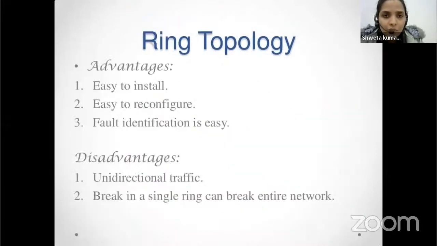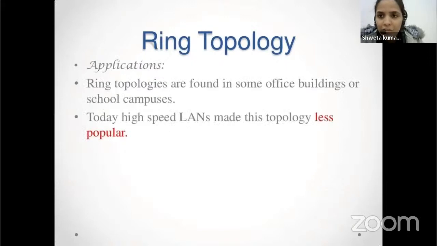What are the advantages of ring topology? Easy to install and easy to reconfigure. Fault identification is very easy in ring topology. Disadvantages of ring topology: traffic is unidirectional, and a break in a single ring can break the entire network. Where is ring topology used? Ring topologies are found in some office buildings or school campuses. Today, high-speed LANs have made this topology less popular.